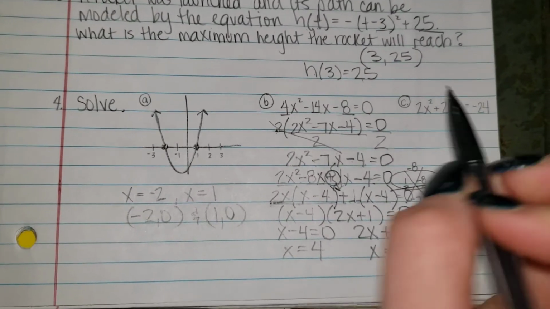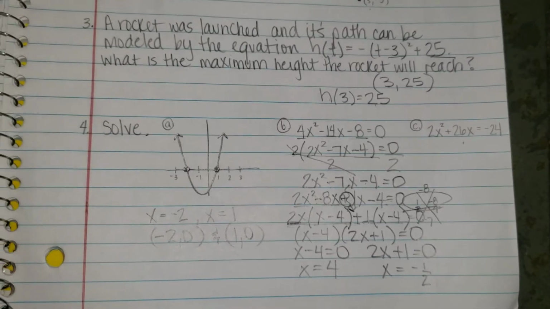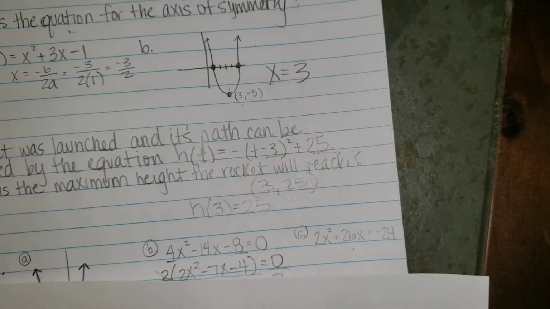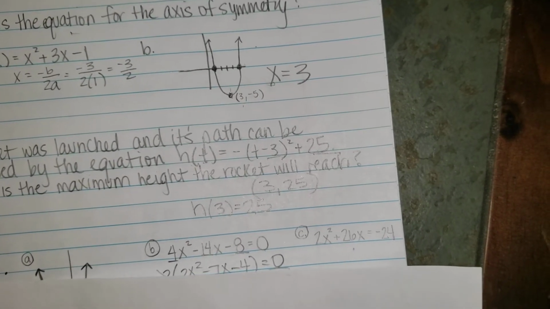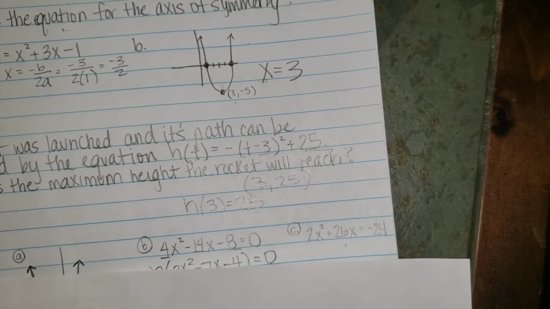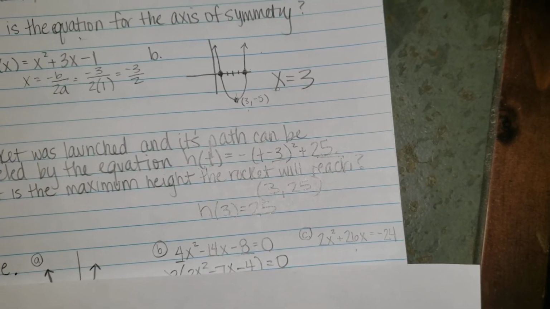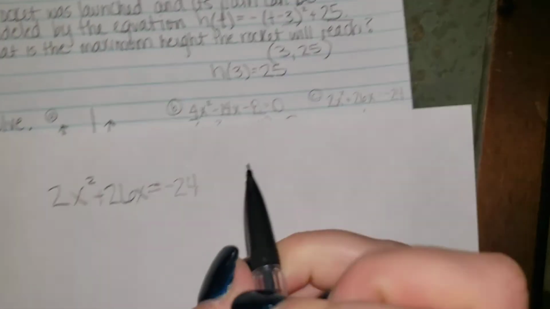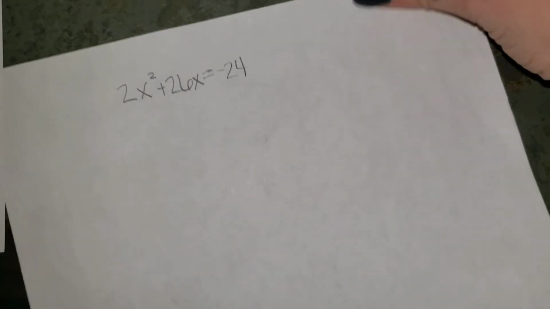This one here, I've kind of ran out of room, so I'm going to rewrite it up here on this blank paper. But this problem is 2x squared plus 26x equals -24. So if you remember the day I went around the room and was like, what are we going to do first? What are we going to do first?